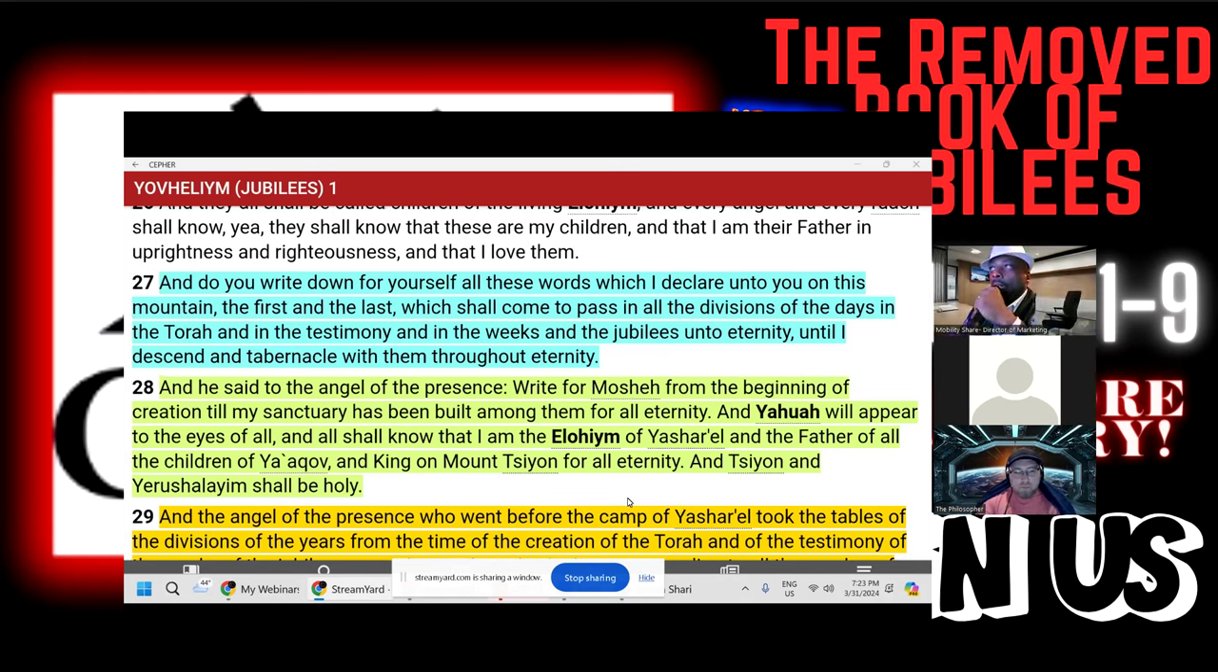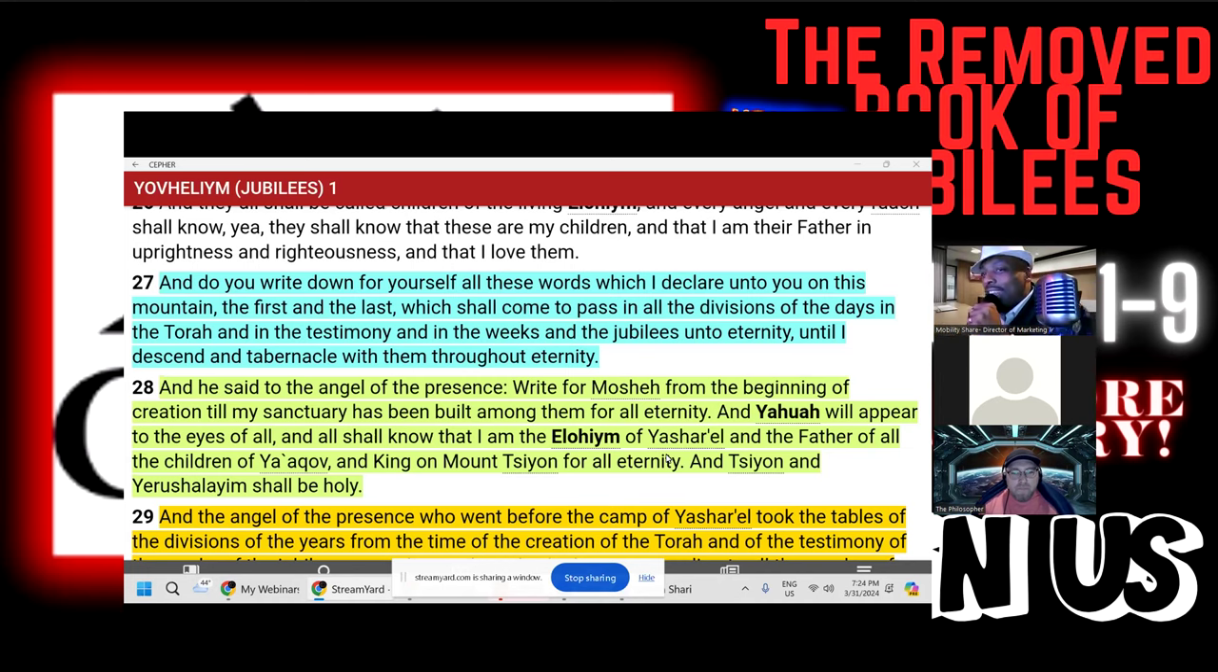So in the middle of verse 28, in the New Testament you'll see him coming from the east to the west. But this is Yahuwah will appear to the eyes of all. Yahuwah, not Jesus. Yahuwah will appear to the eyes of all, and all shall know that I am the Most High. I was expecting this tonight. We can eat this one alive, however we have to do it.